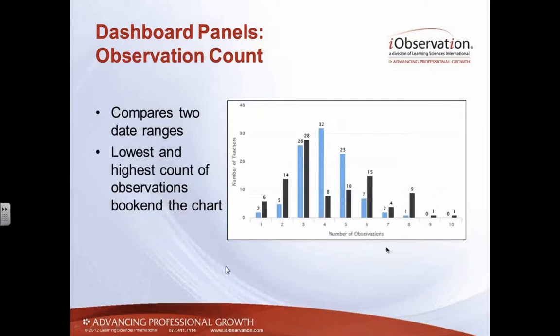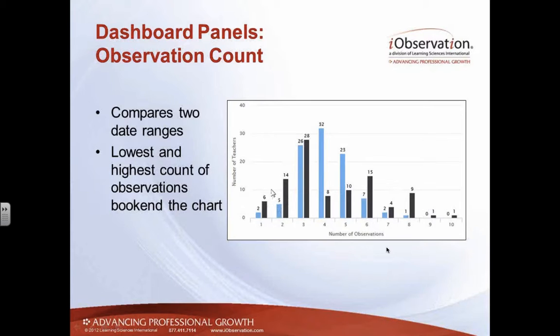This chart is the observation count chart, and it's the first time in the dashboard we start to compare data from two different date ranges. So the light blue is our current date range, our primary date range, and the dark gray is our comparison date range. And what this is simply showing us is, for this date range, how many observations do the teachers have? And so you can see in our current date range, we have a nice distribution here, pretty consistent 4 observations, with some variation on either side.